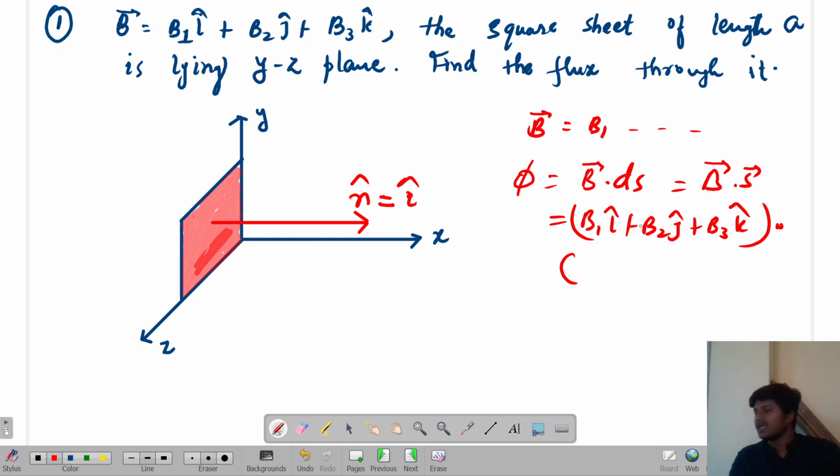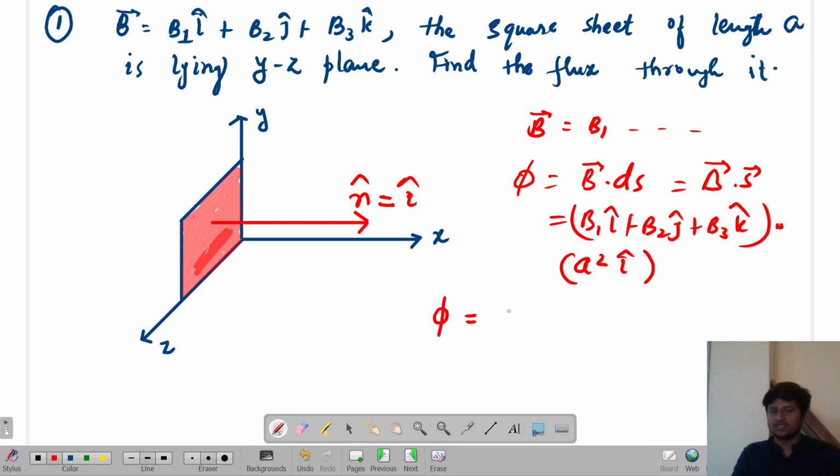Or X axis. Now surface area of a square is what? A square. It is A square or not? Tell me yes or no. So A square I cap it will be there or not? Tell me yes or no. Now, so therefore, what will be your value of flux?